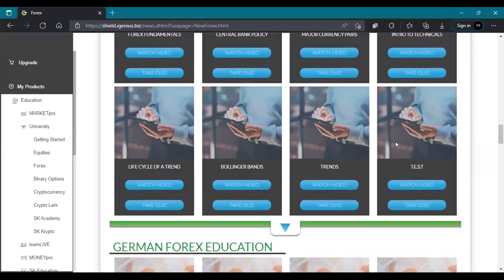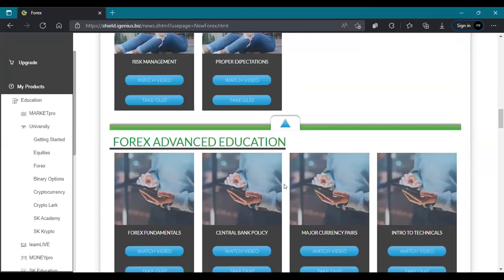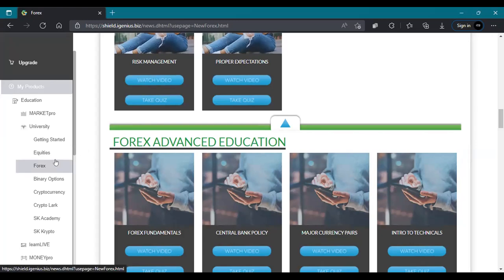And once you're done with all this, you can now proceed to what we call Market Pro. So that is if you have an interest in Forex. Watch the basics, watch advanced, then proceed to Market Pro. But let me just show you guys these other options.